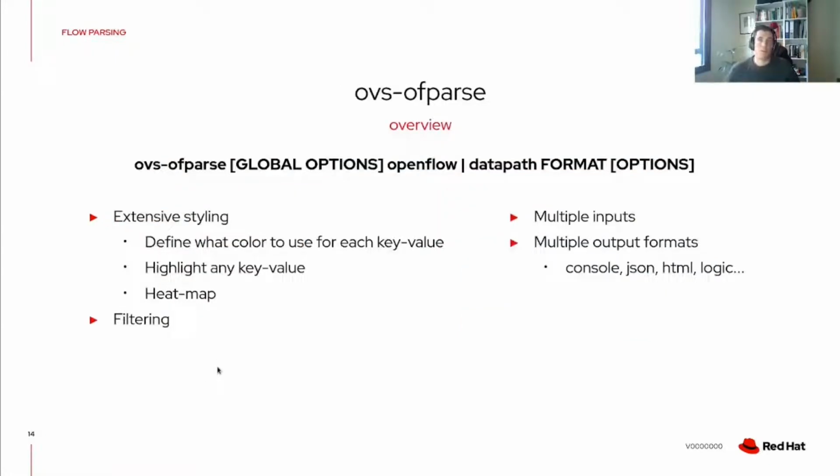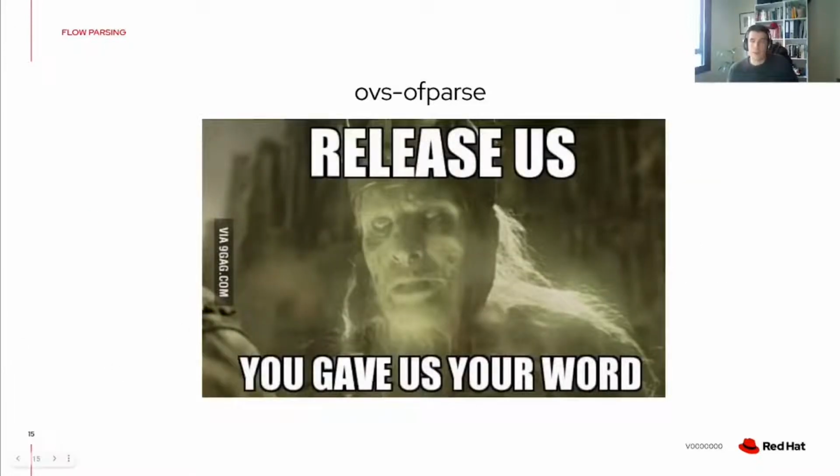Now, I would like to talk to you about the tool that is written on top of this library. It supports extensive styling. You can use a configuration file to pretty much define the color in which you want each key value to be printed. It supports filtering, of course, and it supports outputting the flows in many different formats. So let's see this tool in more detail. Oh, right. I promised you a demo, so here it goes.